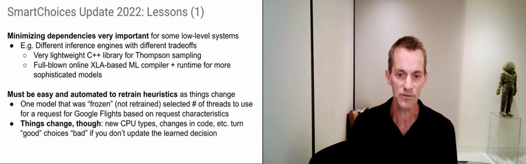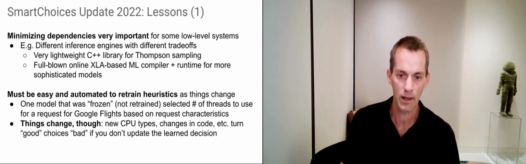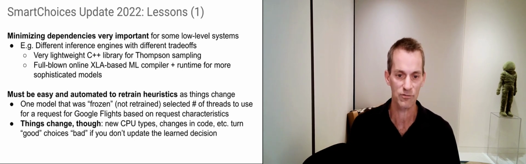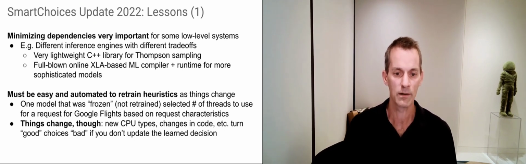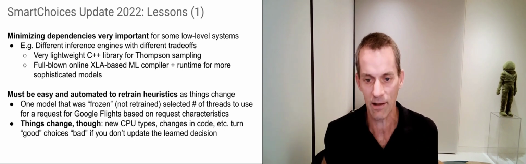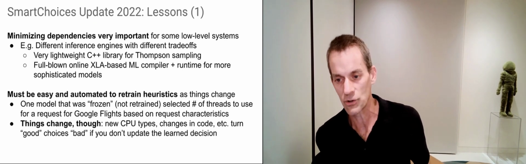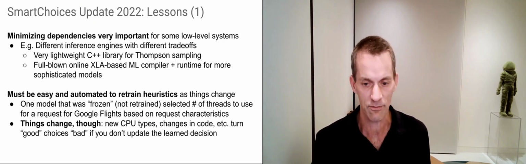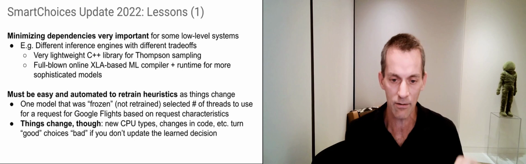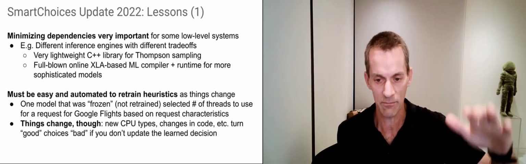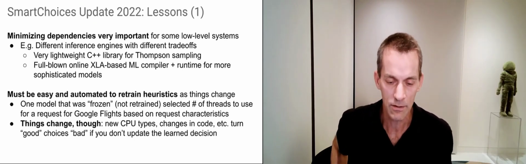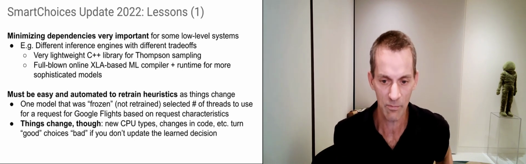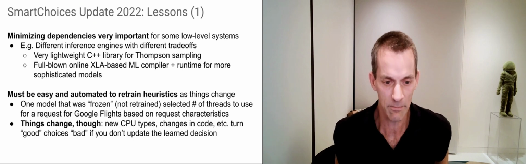And it must be really easy to automate and retrain the heuristics as things change. One model that was frozen for a while and not retrained made a choice of how many threads to use for a request in Google Flights based on request characteristics. And when it was initially rolled out, it worked great. It had a major effect on reducing latency and improving total system throughput and so on, because it chose the right number of threads based on how expensive it could predict the request would be.